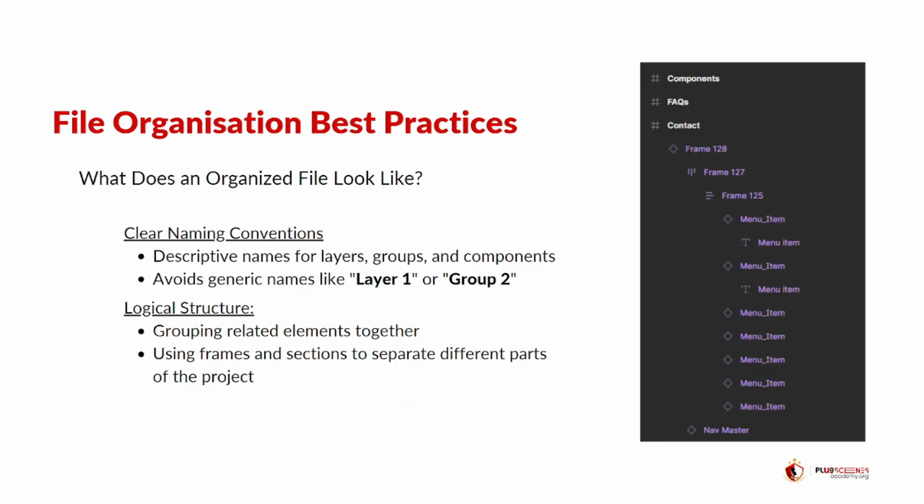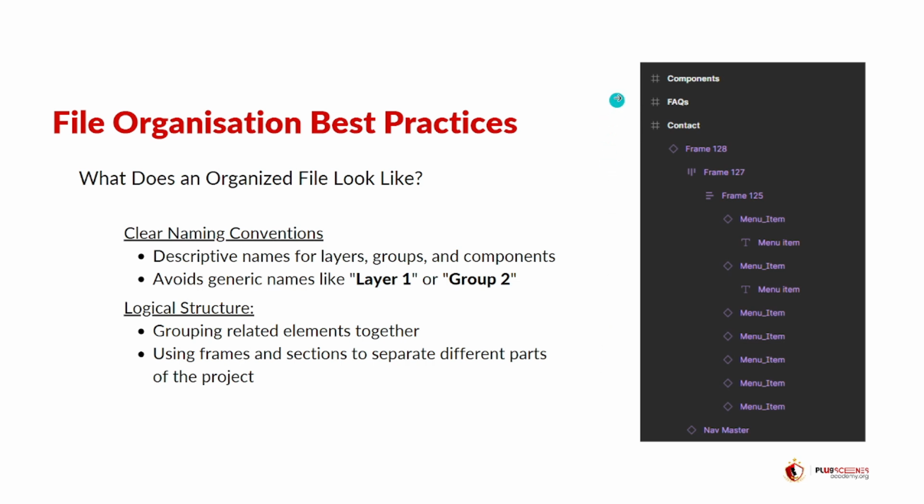Now let's talk about file organization best practices. So what does file organization look like? This is what it looks like. Descriptive names for layers, groups, and components. Avoid generic names like layer 1, layer 2. Make them unique, make them stand for what they actually mean. You can see that's for clear naming conventions. So practice clear naming conventions.